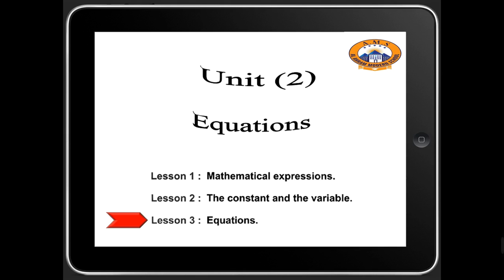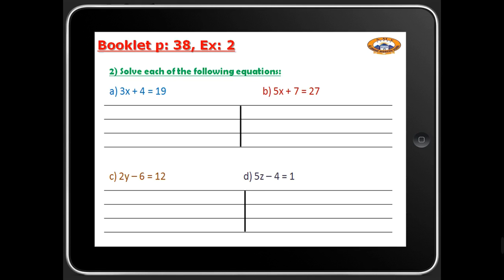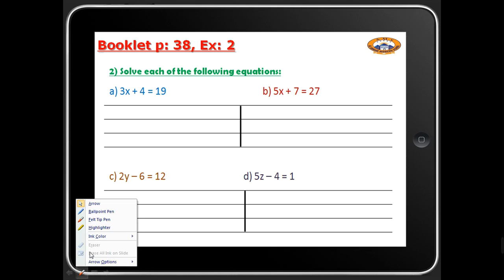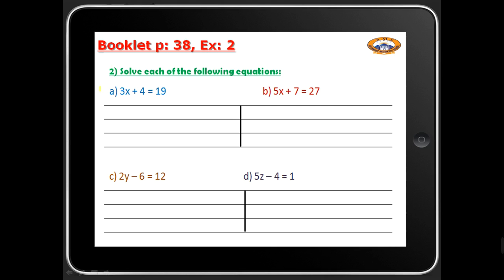We continue with unit 2, the equation, part 2 of lesson 3, the equations. Now we're going to solve more exercises about the equation. So please open your booklet with me, page 38, exercise number 2. We're going to solve some questions about solving the equation. Here we have exercise number A, 3x plus 4 equal 19.